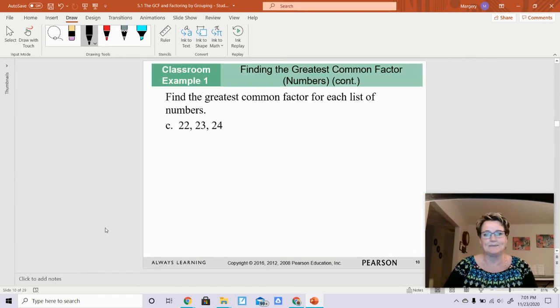Now, the next one. Find the greatest common factor for each list of numbers. Well, this is kind of straightforward. 23 is prime, so that's not going to help me. So on this one, I can just tell you now it's going to be 1.